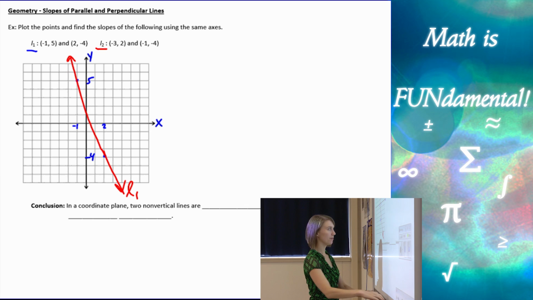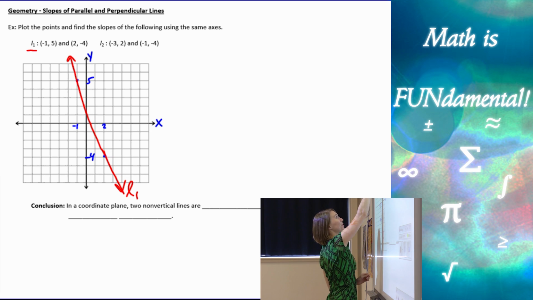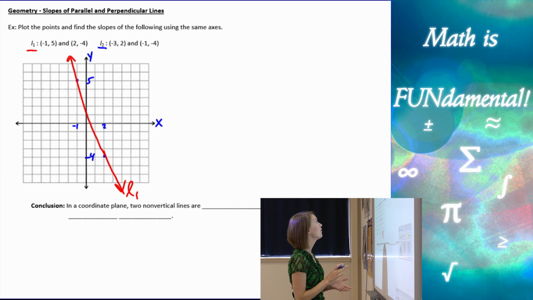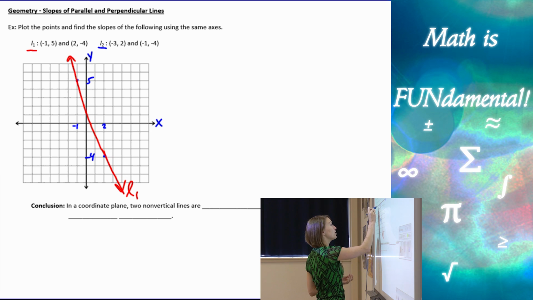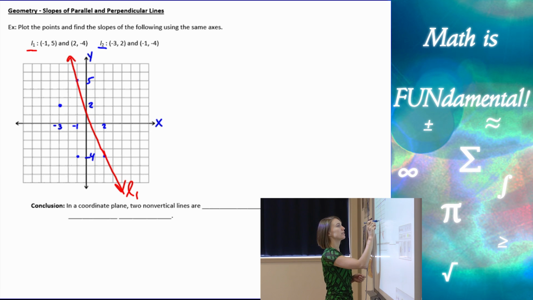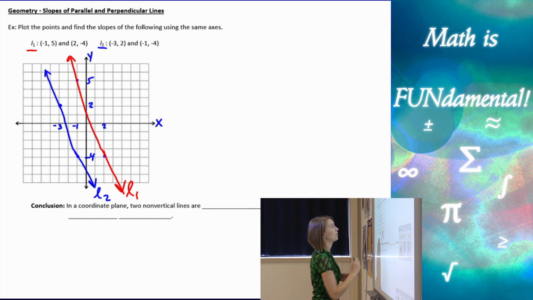Oops, I used the wrong color, so let's switch. This one's going to be red, and then this one's going to be blue. For our L2, we have -3, 2, -1, 2, -3, 2. And then -1, -4, 1, 2, 3, 4. So here's this one, and this is going to be our L2.